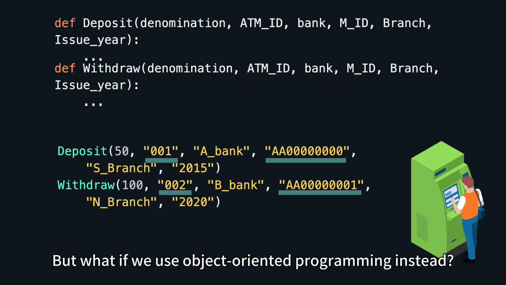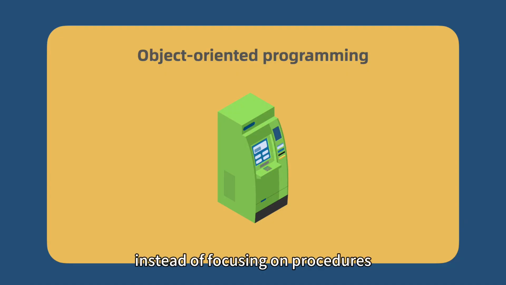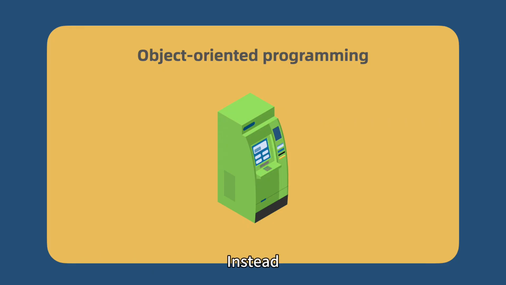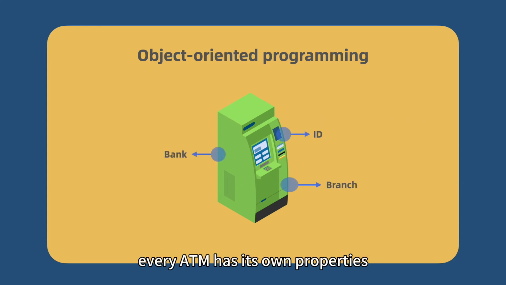But what if we use object-oriented programming instead? As the name suggests, instead of focusing on procedures, it centers around objects. In OOP, we don't start by asking whether the first step is depositing or withdrawing money. Instead, we model the real world and think about what objects exist, what properties they have, and what actions they can perform. For example, every ATM has its own properties, such as an ID, a bank, and a branch.